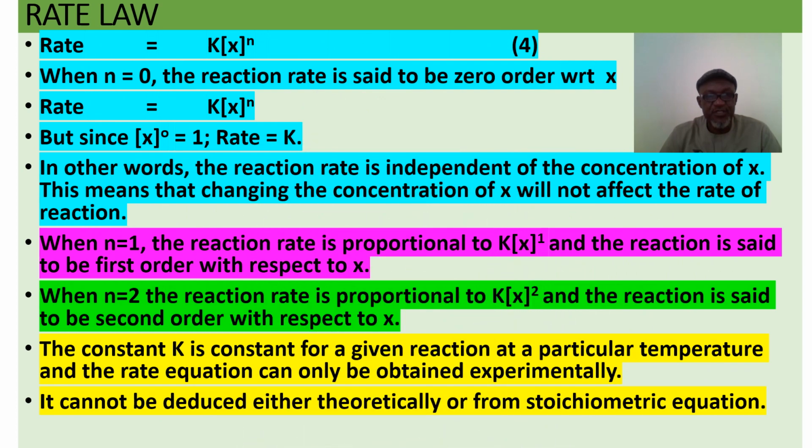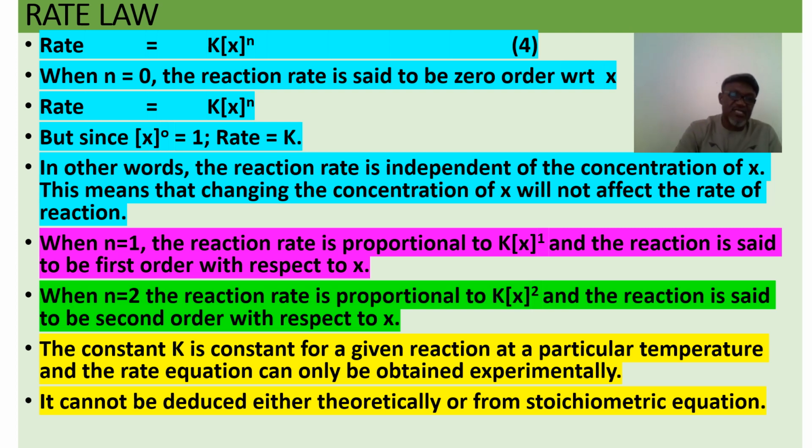Rate law. Now, for instance, if we have equation 4, that rate is equal to k[X]^n. When n is equal to 0, the reaction is said to be a zero order reaction. That n, the superscript n there, is the order of reaction. So when it is 0, note that everything raised to power 0 is 1. So it means the concentration there will now be equal to 1.